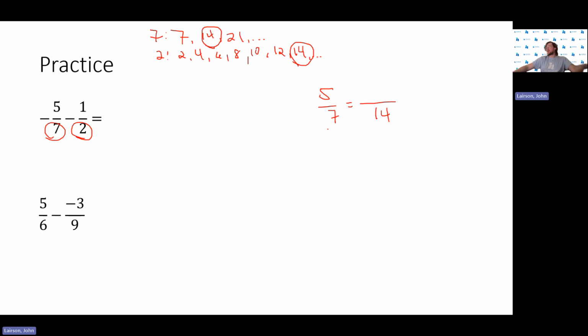And so now I'm going to ask myself, how do I go from 7 to 14 in terms of multiplication? I need to multiply the top and bottom by the same number for it to be an equivalent fraction. So I need to figure out how I went from 7 to 14, and that'll tell me what to do with the top. I multiplied it by 2, right? 7 times 2 gets me 14. So I need to do that with the top as well. 5 times 2. So that'll tell me what the top will be, 10.